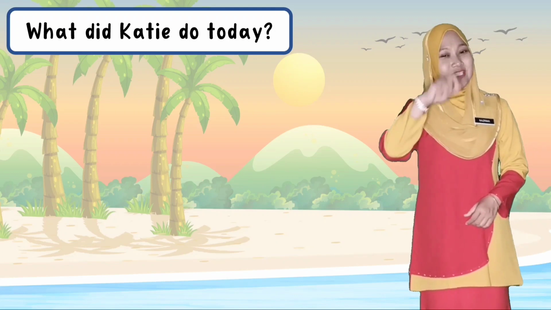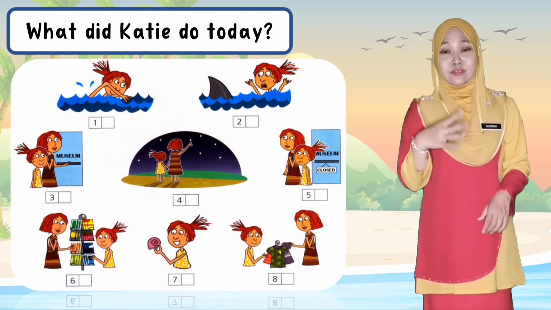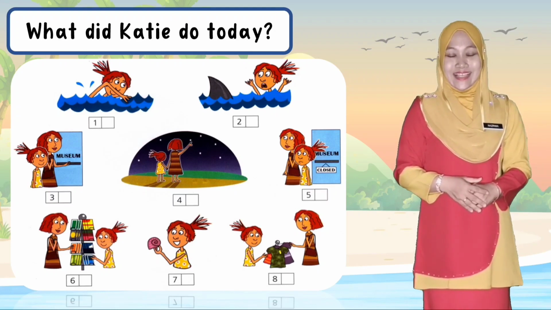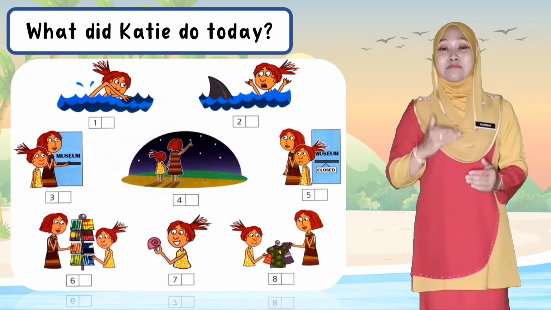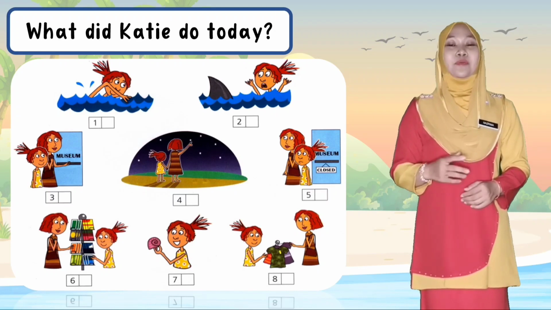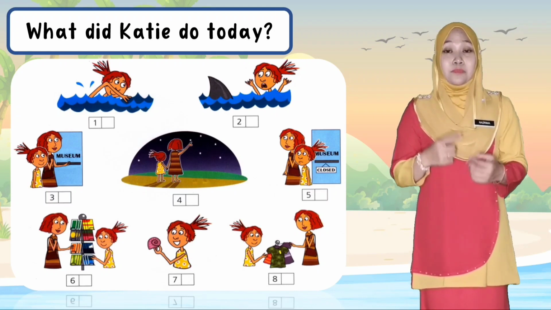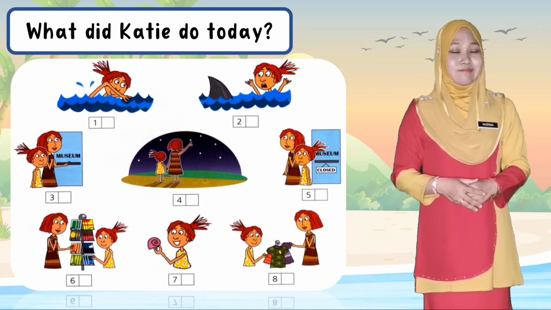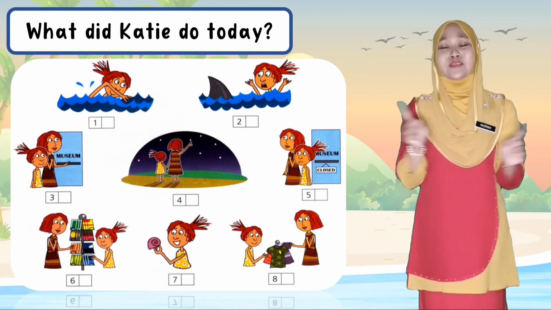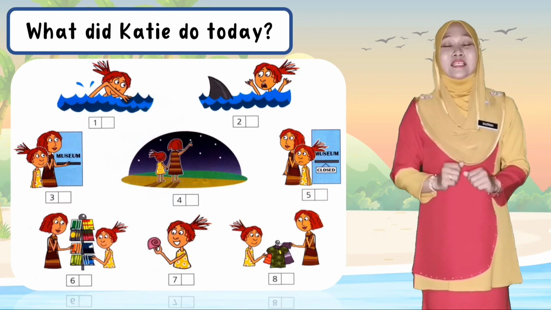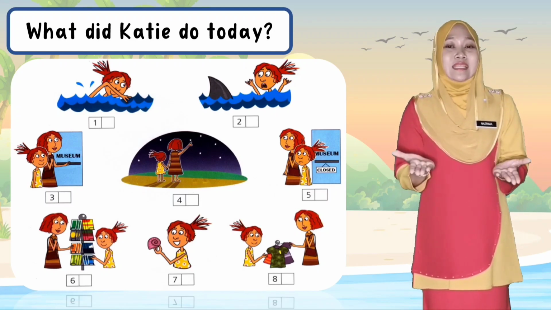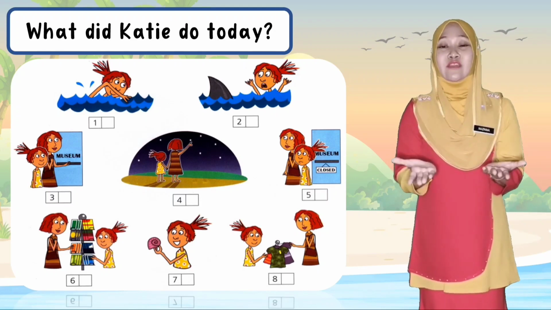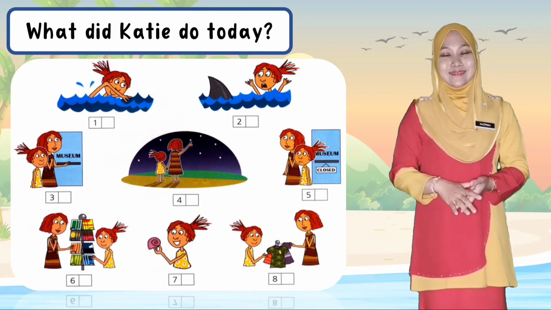Next, we are going to take 4 correct pictures according to what Katie did today. Are you all ready? Let us look at the pictures one by one. Picture number 1. Picture number 1, do you think is the correct picture? The answer is no. Why? It is because Katie didn't swim. So, we leave the box empty.